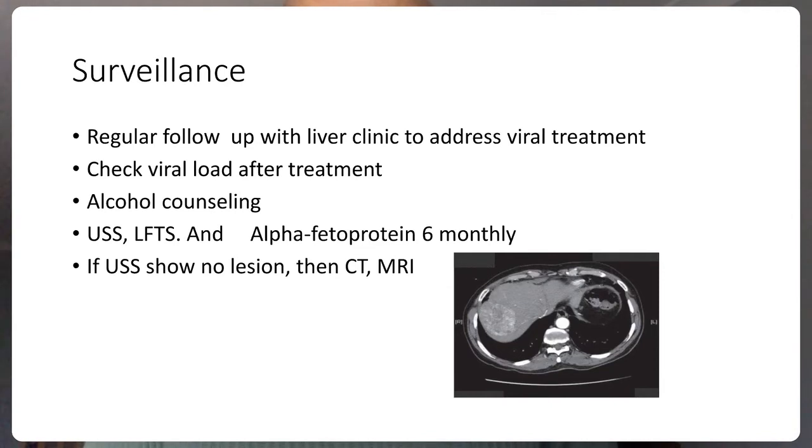They get followed up by our liver clinic on a 6 monthly basis with an ultrasound scan, liver function test, and alpha fetoprotein. And that is meant to go for a very long period of time, as long as the patient is suitable for treatment.